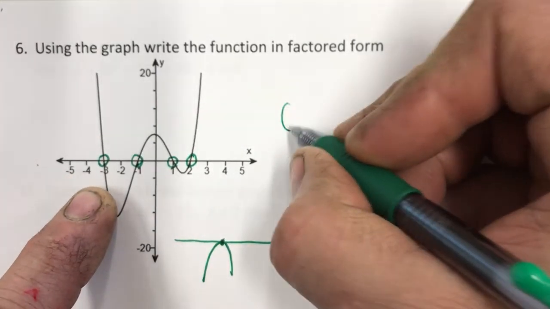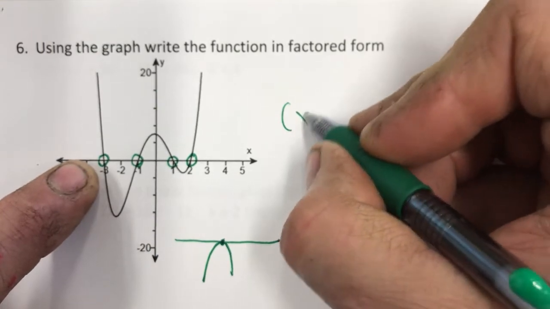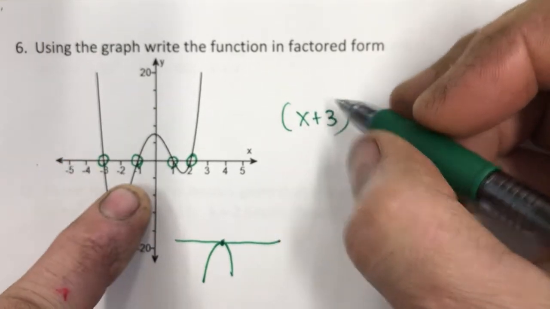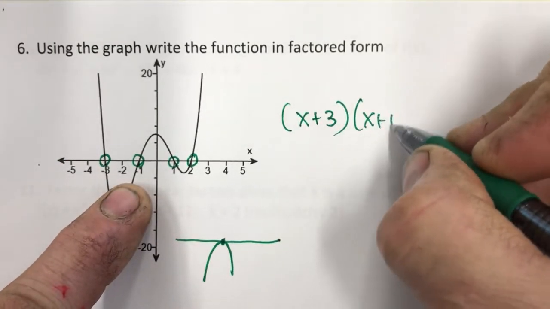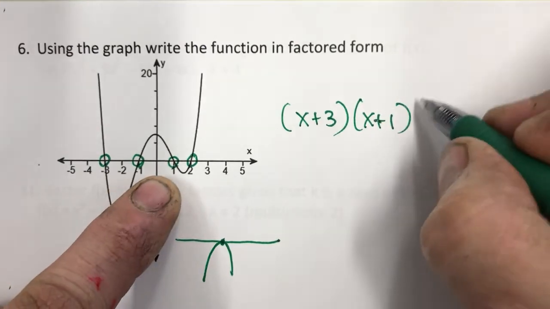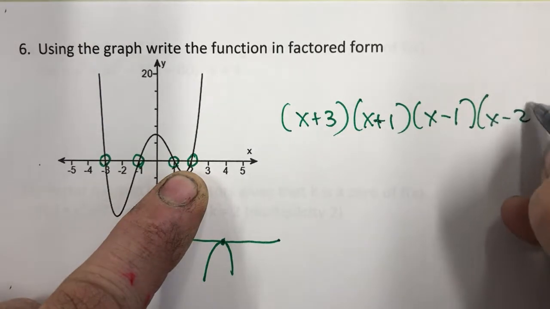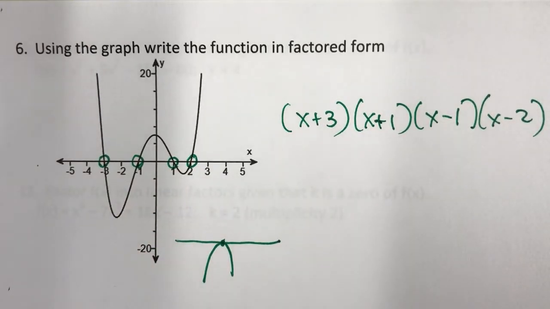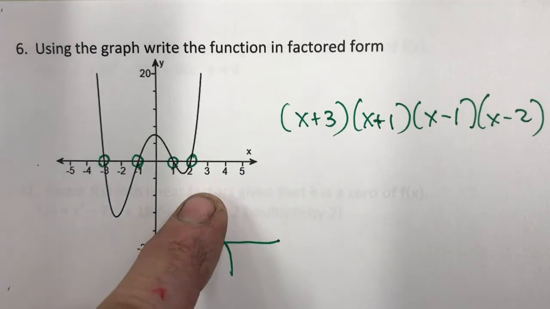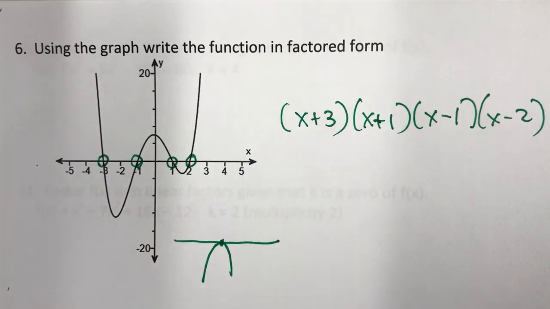So this is -3 here, so it's going to be x plus 3. That's -1, so that's x plus 1. This is positive 1, so that's x minus 1. And that's positive 2, so x minus 2. Okay. So those are my zeros, which makes those my factors.